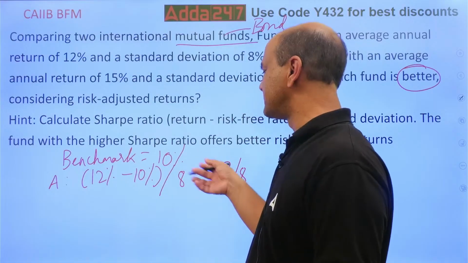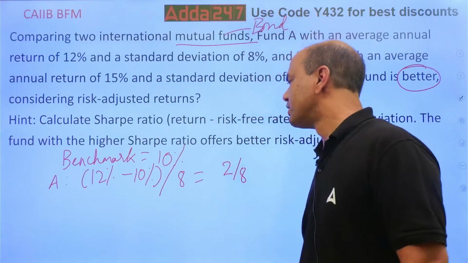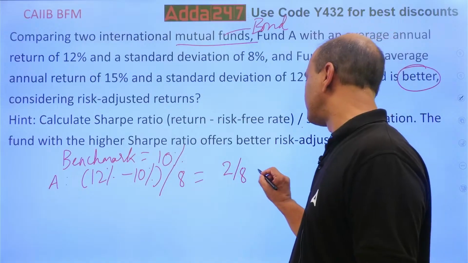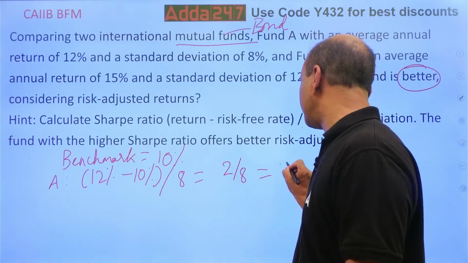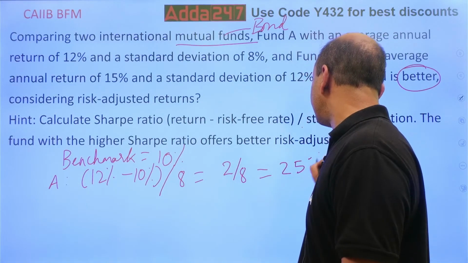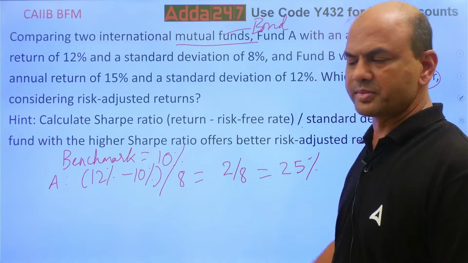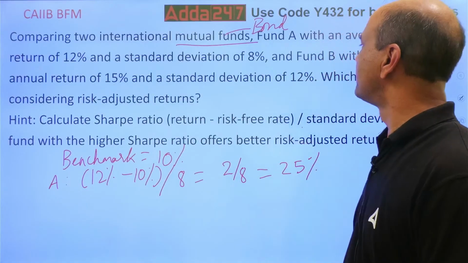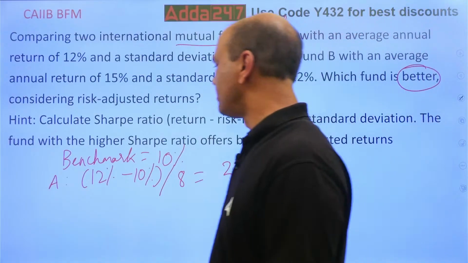The percent signs get cancelled. So 2 upon 8 is 1/4, which is 0.25, or you can call it 25%. 2 upon 8 means 25%. That is for A. What is it for B?